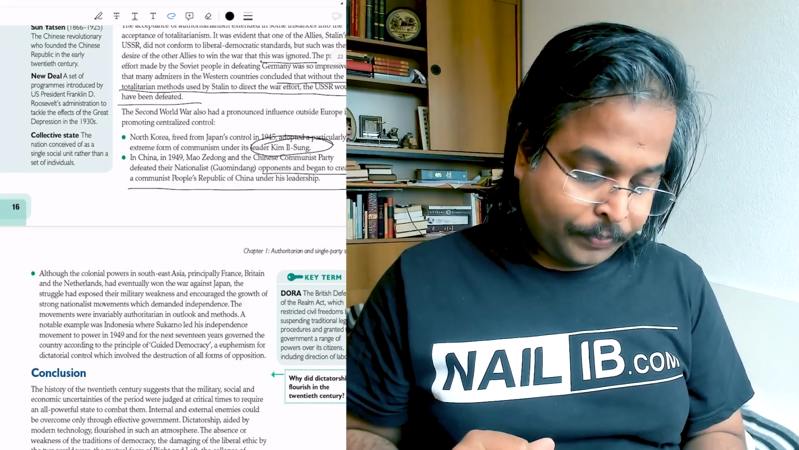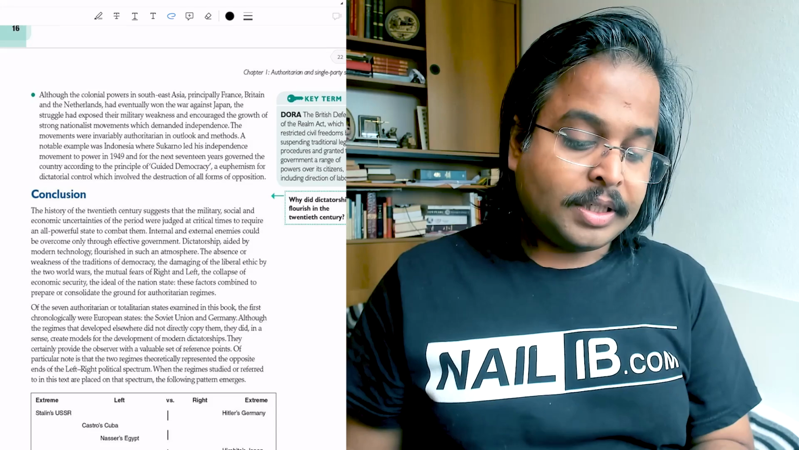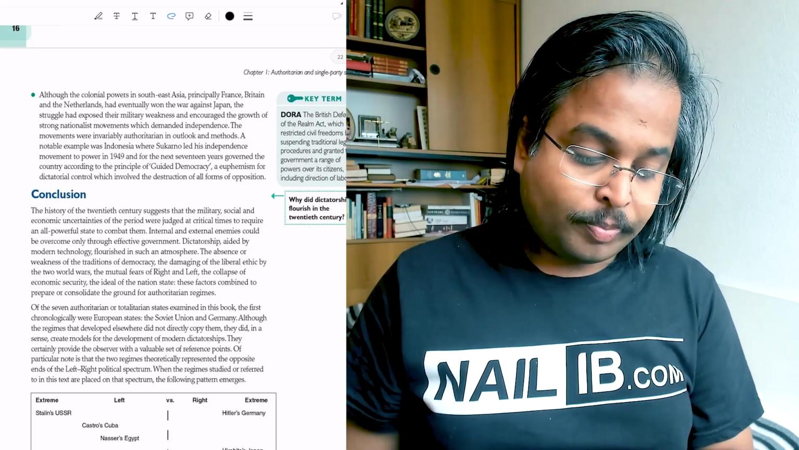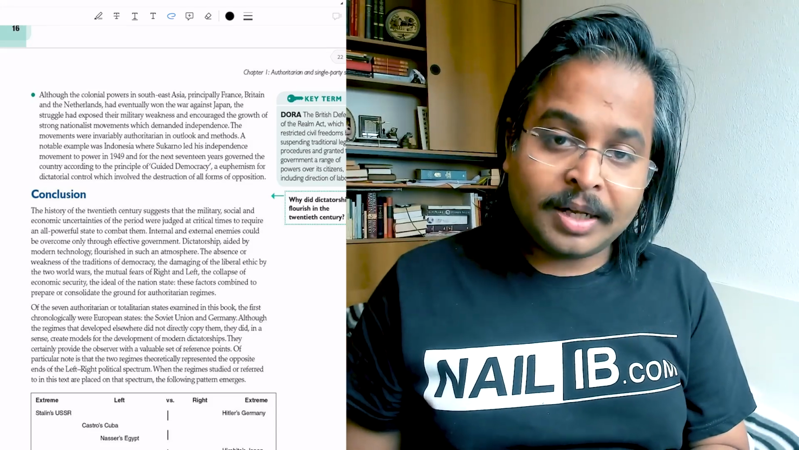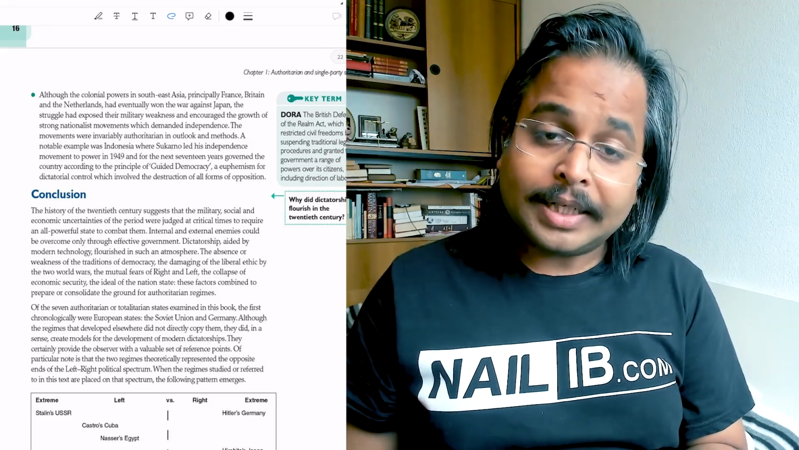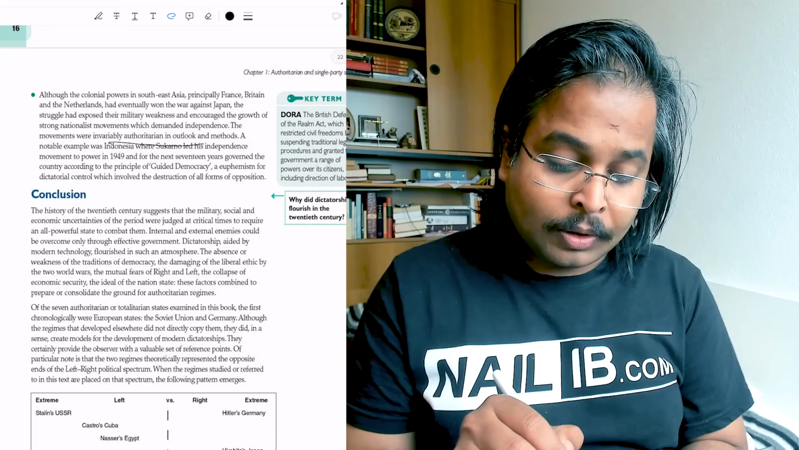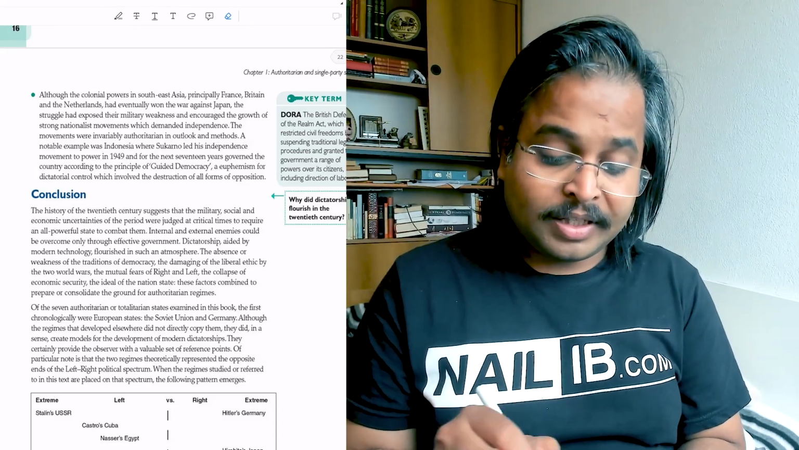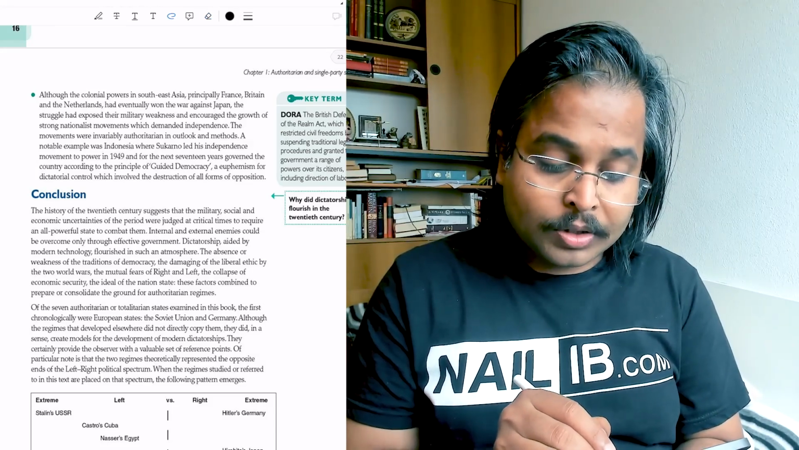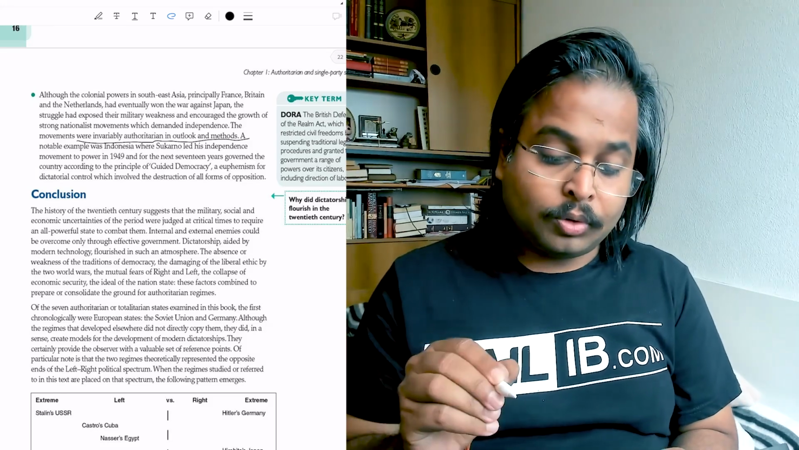Although the colonial powers in Southeast Asia, principally France, Britain, and Netherlands, had eventually won the war against Japan, the struggle had exposed their military weakness and encouraged the growth of strong nationalist movements which demanded independence. The movements were invariably authoritarian in outlook and method. So please understand that when they are fighting for so-called independence, even their movements are authoritarian in outlook and methods.